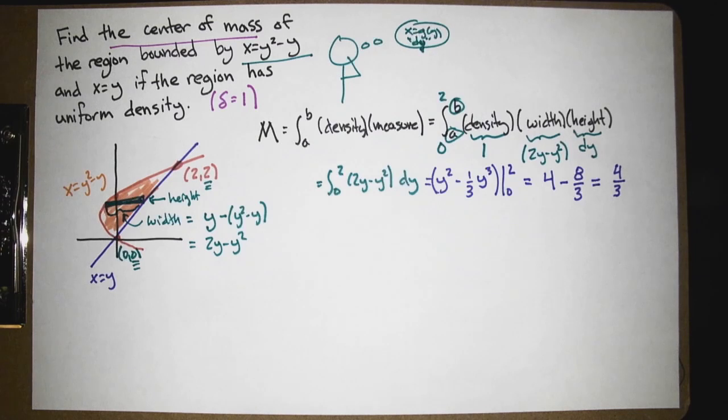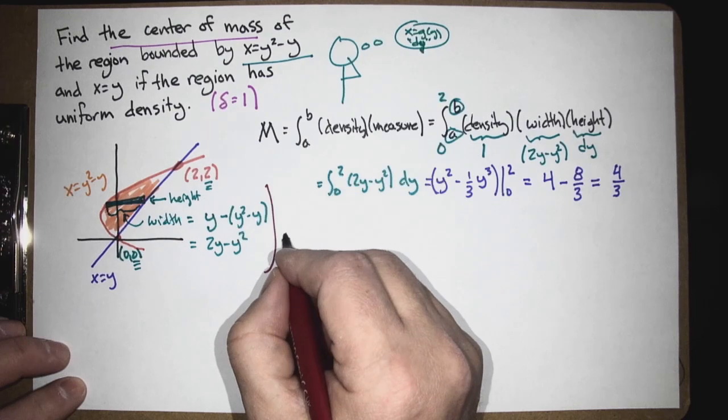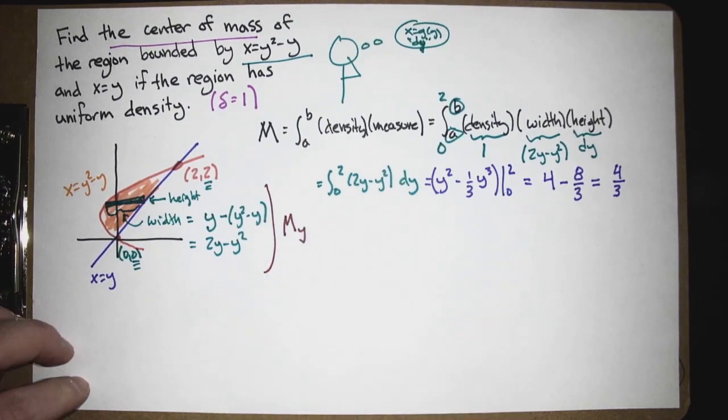Two moments. Which one do you want to do first? X or Y? Y. M sub y. Okay, M sub y. You chose the hard one first. My hat's off to you. Good. A lot of people would have chosen the easy one first.